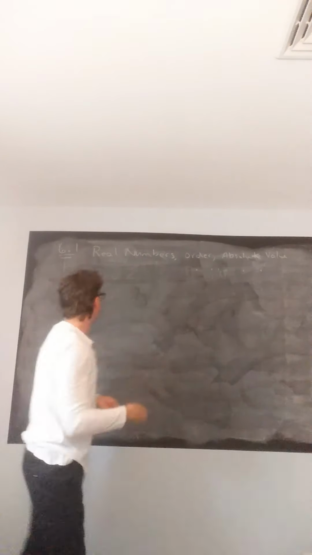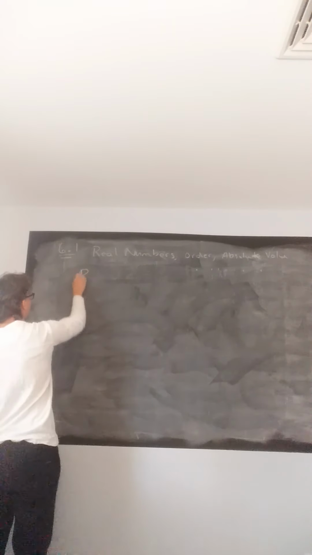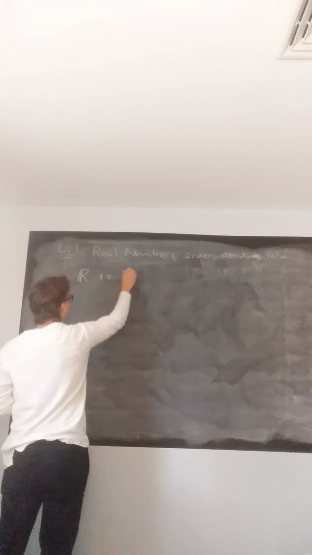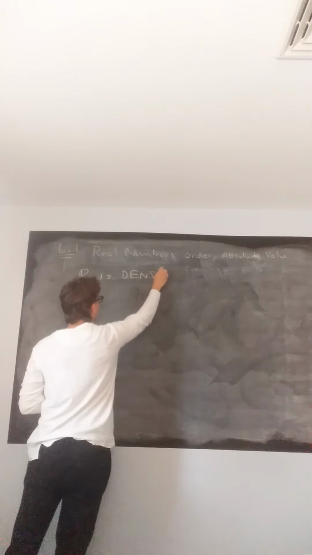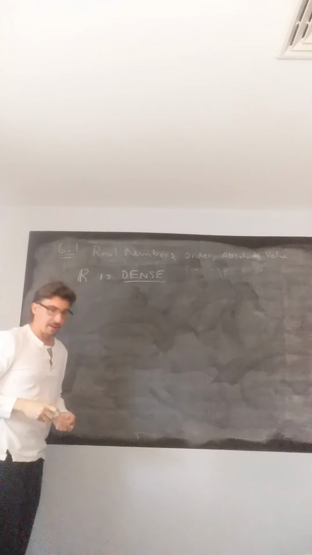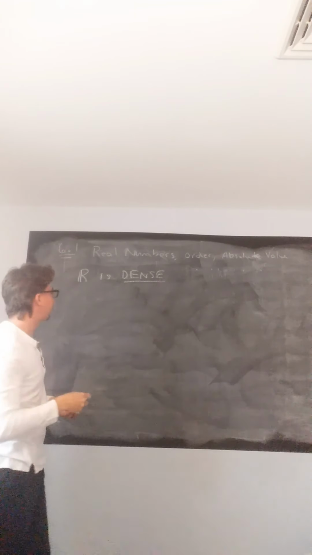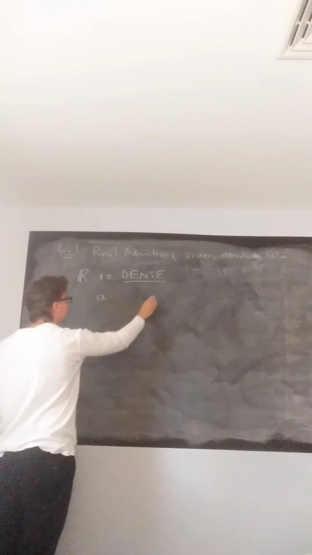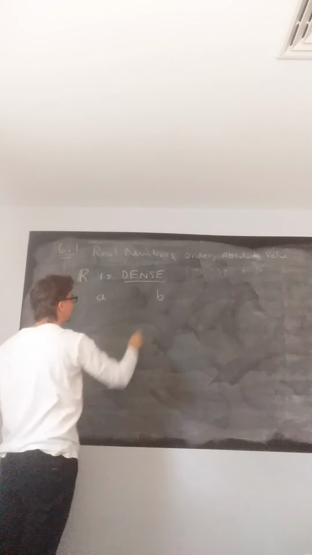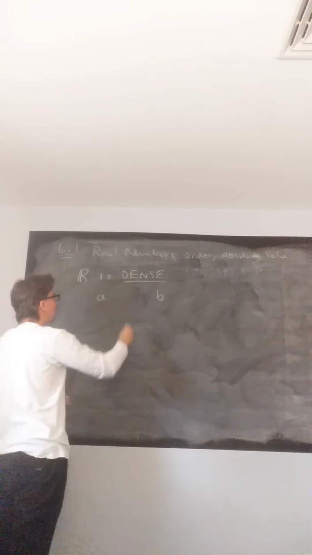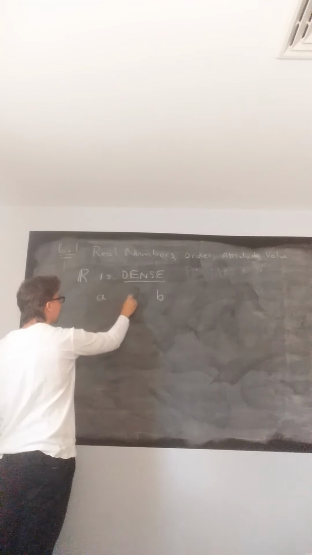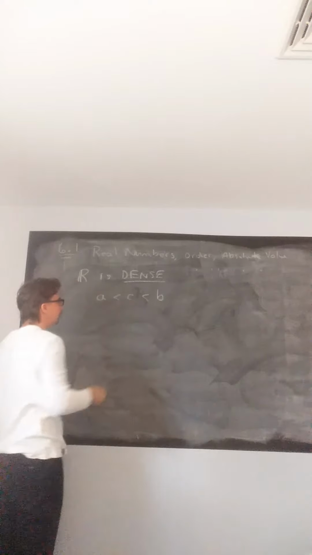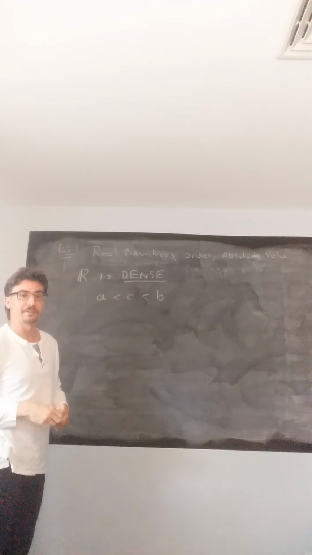Something that we know to be true is that the real numbers are what we call dense. What dense means is that between any two real numbers, if we have a real number A and a real number B, we can always find another real number C that's between them. So the real numbers are considered dense.